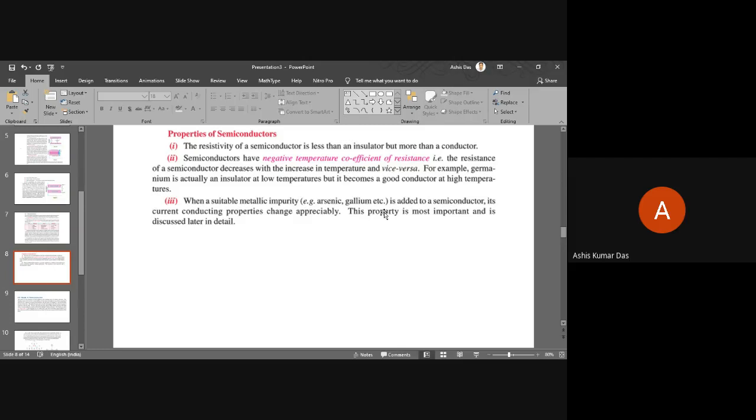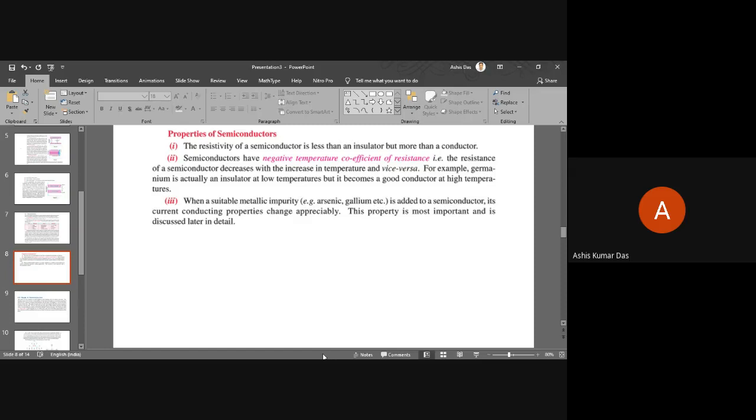That means if we add some impurity to a pure semiconductor, and pure semiconductors are the germanium and silicon, so if we add impurities like arsenic, gallium, or indium, the current conducting properties of the semiconductor change appreciably. That means it increases, and this is the most important property, and we are going to discuss it in detail later on.